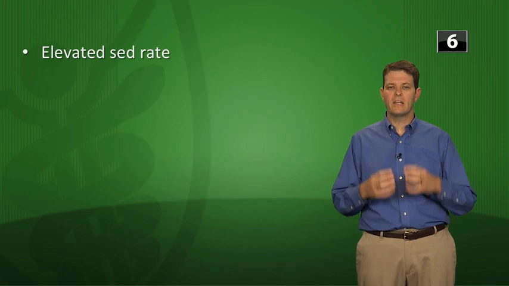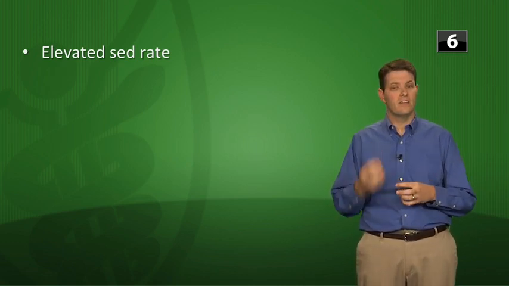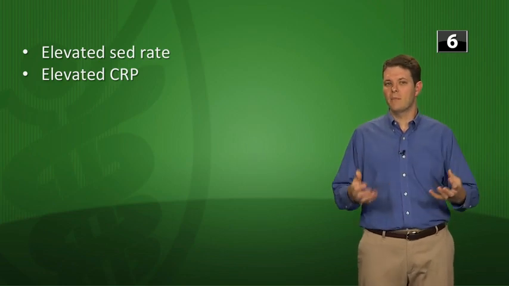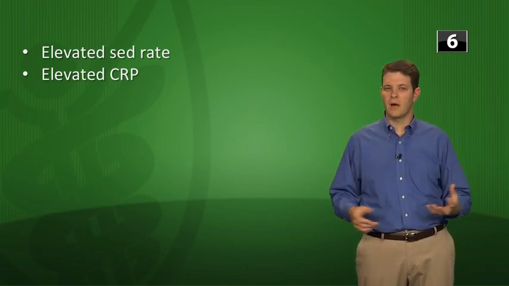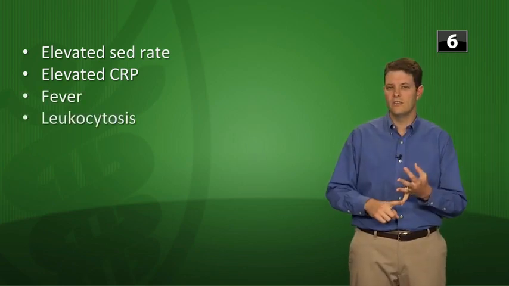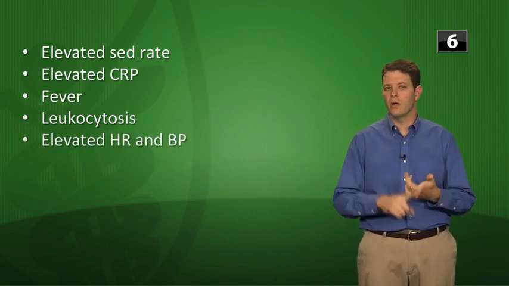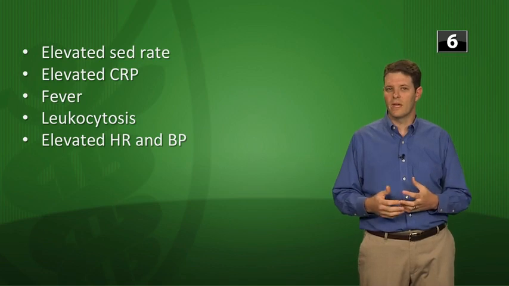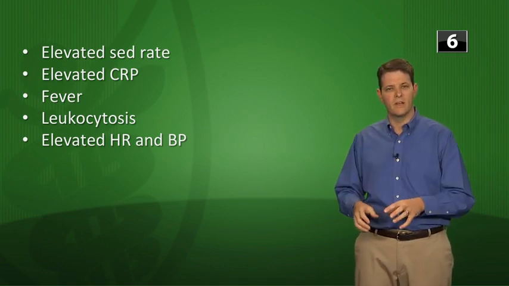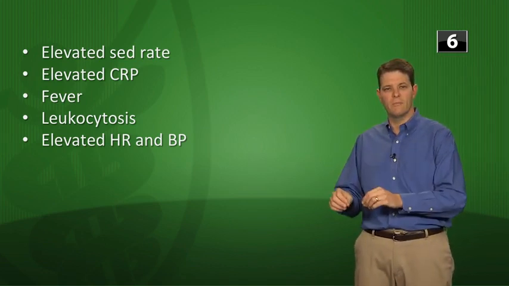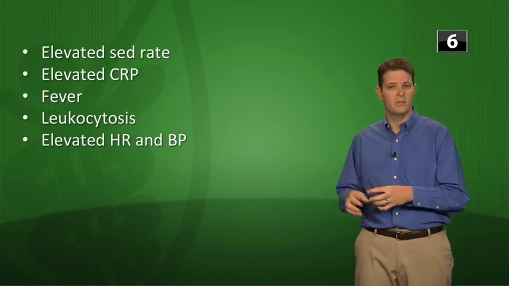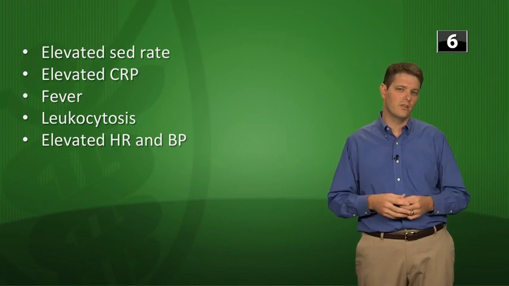So whenever there's active inflammation, you might see an elevated SED rate, you might see an elevated CRP, or there might be other systemic manifestations of inflammation that affect the entire body, like fever, leukocytosis, elevated heart rate, elevated blood pressure, all sorts of things that seem to be mediated by cytokines more than anything else. But again, these are non-specific. Fever does not equal infection. Leukocytosis does not equal infection. They're suggestive signs, but there are other things that can cause fever and leukocytosis as well. All right, that's it for inflammation.